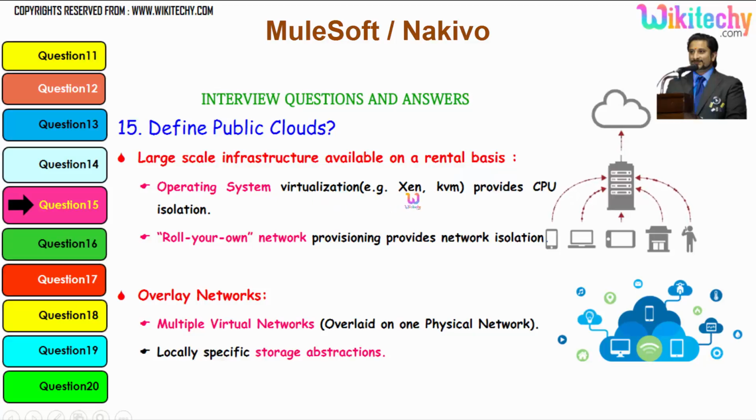Virtual machines like Xen VM and KVM are typical examples, which provide CPU isolation. Roll-your-own network provisioning provides the network isolation. If you talk about overlay networks, you are able to get multiple virtual networks overlaid on one physical network, and locally specific storage abstractions.